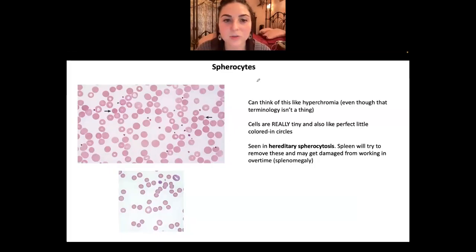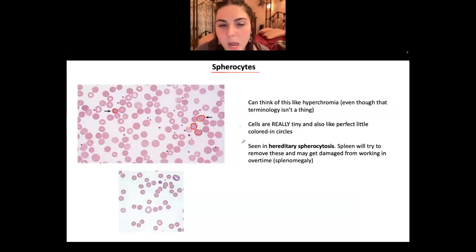Basically the red cells don't have central pallor. Remember I talked about hypochromia? It's like they're not as colorful with iron deficiency anemia. You can think of these as being hyperchromic, but hyperchromia is not a thing. So let's call them spherocytes. They just look like very perfect little red circles, with no central pallor. So that's spherocytosis.